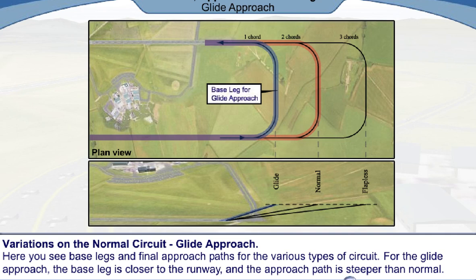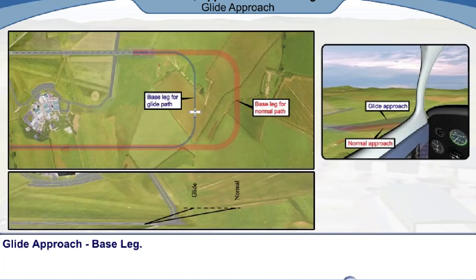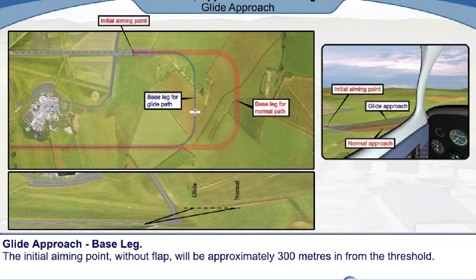You can see that the glide approach requires you to turn onto base leg earlier than usual, and that the final approach is somewhat steeper than normal. The main considerations for base leg and finals are as follows. After you've turned onto the base leg, you have to decide when to close the throttle, based on an initial aiming point, without flap, some 300 meters past the threshold.